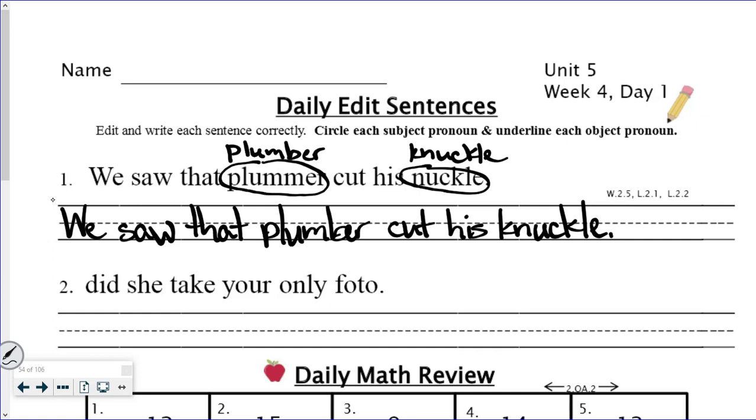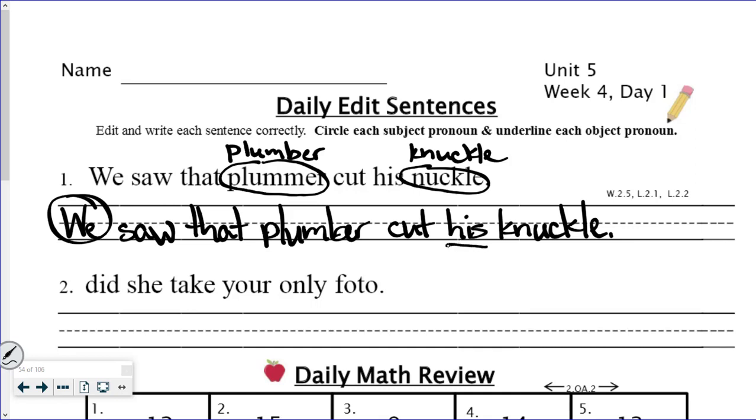Okay, now we're going to find the pronoun. So we is a pronoun, and since it's about what we saw, that's going to be a subject pronoun. So we're going to circle we. We saw that plumber cut his is a pronoun, but it's not the subject, it's the object, so we're going to underline it, just like that.